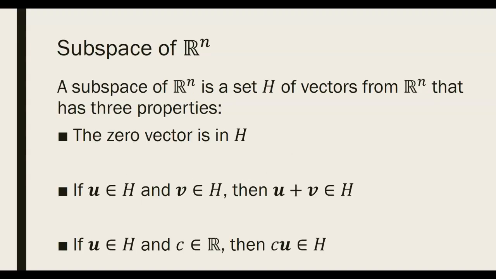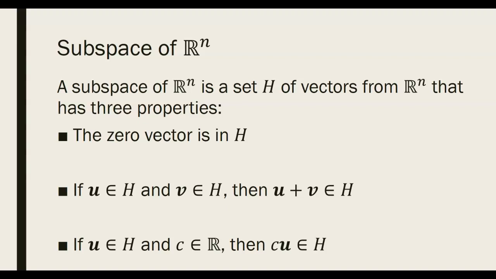Now we're going to look at a subspace of Rn. Now a set, we'll call it H, of vectors is a subspace of Rn if that set has 3 properties. So first off, the 0 vector has to be in the set. Okay, so the 0 vector, the vector where all the entries are 0, has to be in the set.